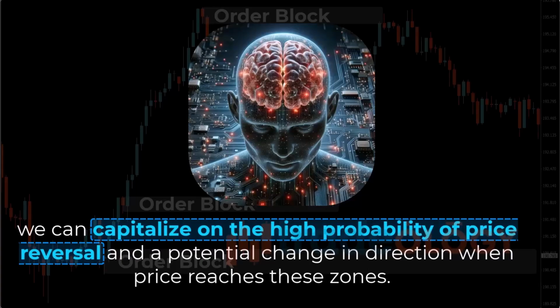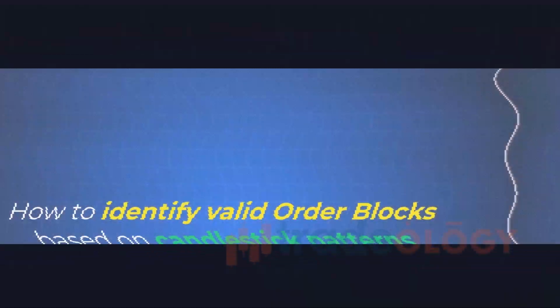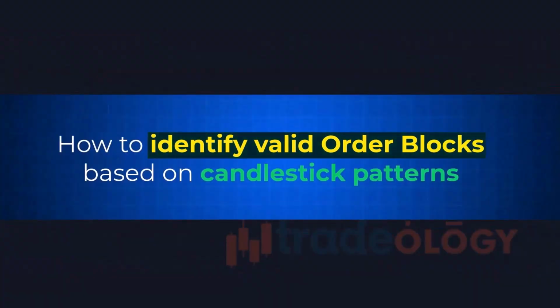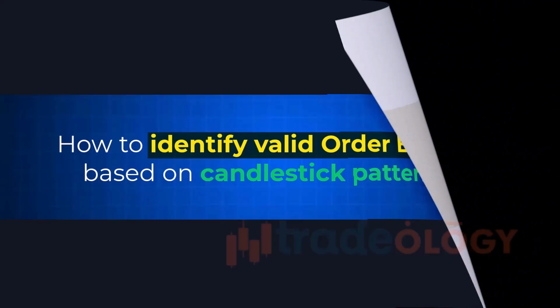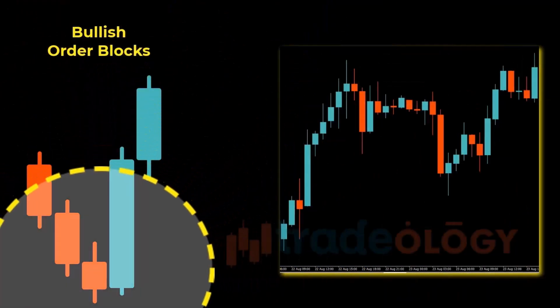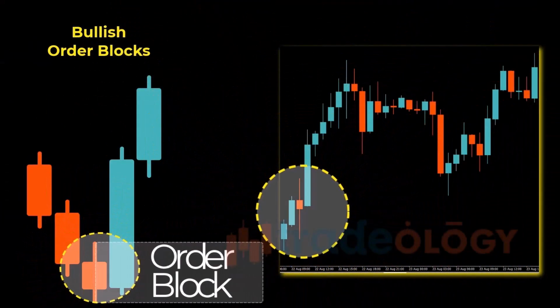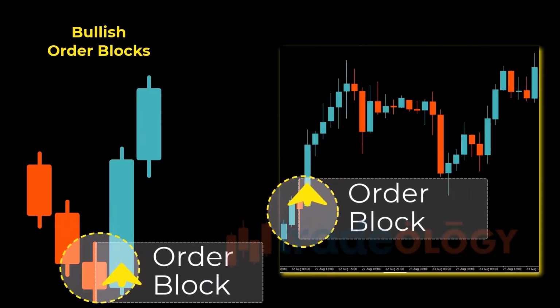But hold on, there's more. Next, we're going to discuss how to identify valid order blocks based on candlestick patterns. And we'll go over the different scenarios you might encounter when identifying candlestick-based order blocks on your charts. In a bullish scenario, a candlestick-based order block refers to the last selling candle before the price begins to push upward drastically. This candle typically breaks below or effectively sweeps the liquidity of the lowest point of the previous candle.